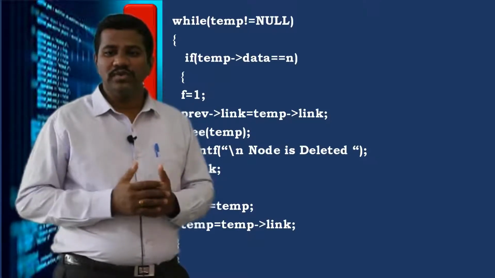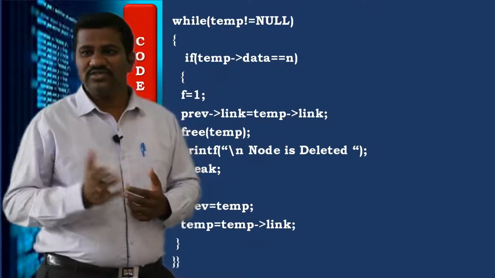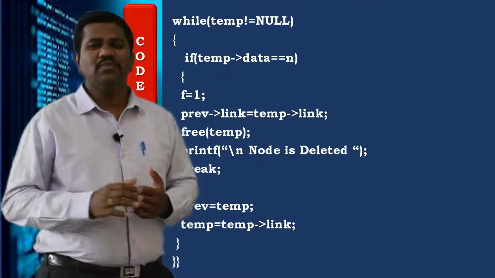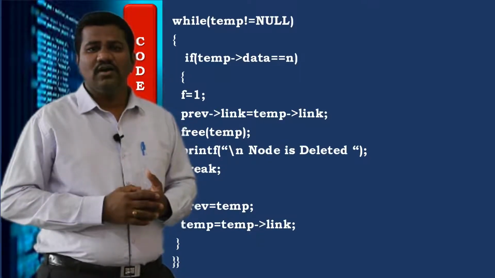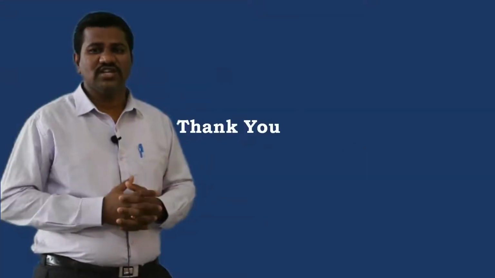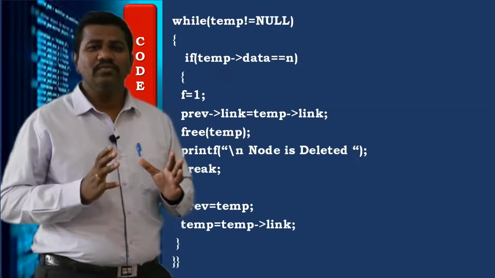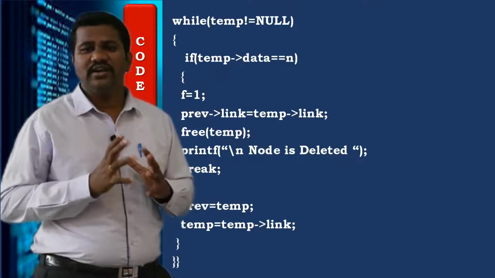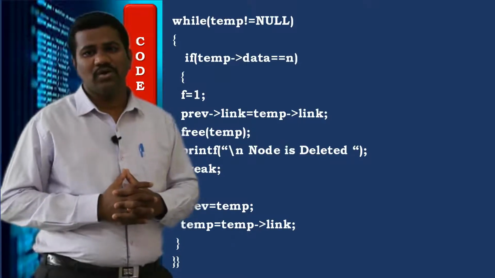After coming out of the looping statement, we need to check the value of f, just like in insert after and insert before, and based on that we decide whether the node exists in the list or not, and whether the deletion operation has been done or not. This is how deleting an intermediary node operation is performed.